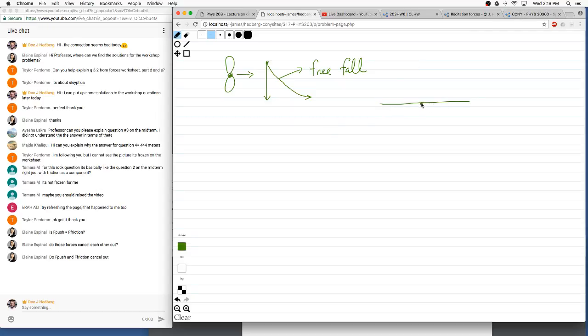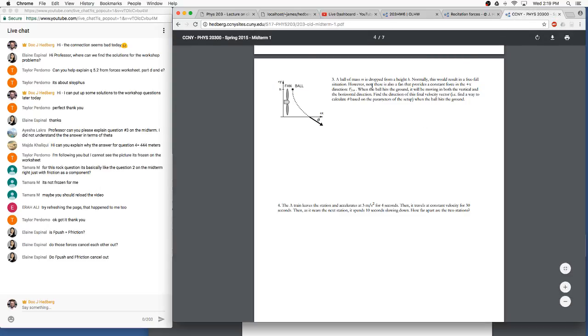The whole point is when it hits the ground, it's going to have some velocity in this direction, right? It's going down. It has an x component, Vx, and a y component, Vy. Together they would be the 2 components of the total velocity v. In order to find what the question was asking for, find the direction of this final velocity vector, I say find a way to calculate theta based on the parameters of this setup.